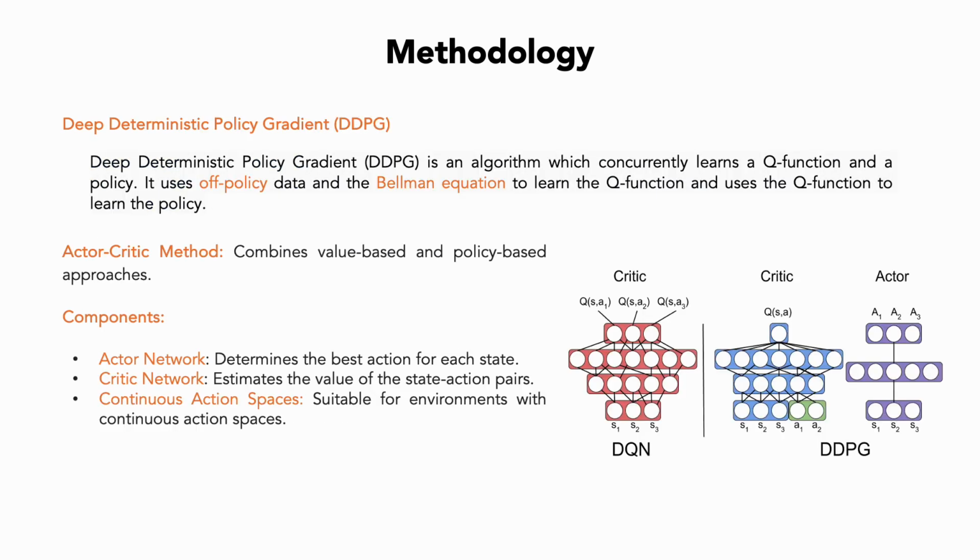DDPG is an off-policy RL algorithm for environments with continuous action space. It combines concepts from deterministic policy gradient and DQN. The actor-critic approach consists of an actor network, which outputs the precise action based on the current state, and a critic network, which estimates the value of the action taken by the actor. The advantage of this method is that it leverages both value-based and policy-based strategies, ensuring robust learning and better performance in continuous action environments.